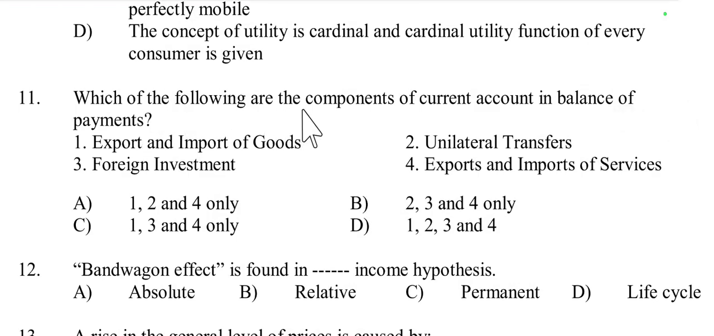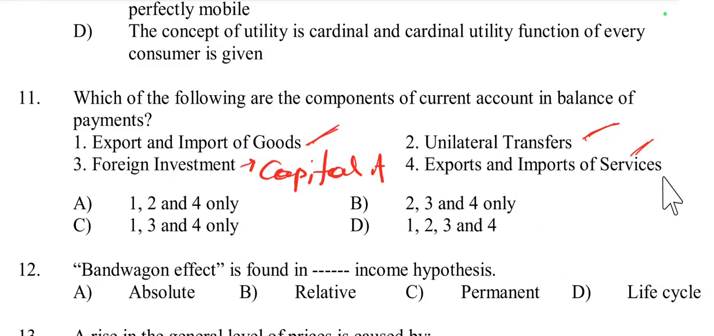Question number 11, which of the following are the components of current account in the balance of payments? First one is export and import of goods. This is included in current account. Second is unilateral transfer, which we can include in current account. Then foreign investment: any type of investment is included in capital account. Then export and import of services is current account. So options 1, 2 and 4 are correct, given in option A.